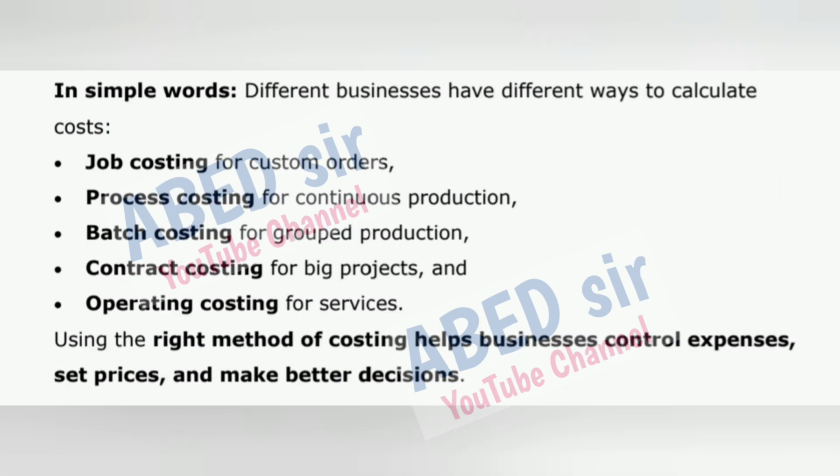In simple words, different businesses have different ways to calculate costs. Job costing for custom orders. Process costing for continuous production. Batch costing for grouped production. Contract costing for big projects and operating costing for services. Using the right method of costing helps businesses control expenses, set prices, and make better decisions.